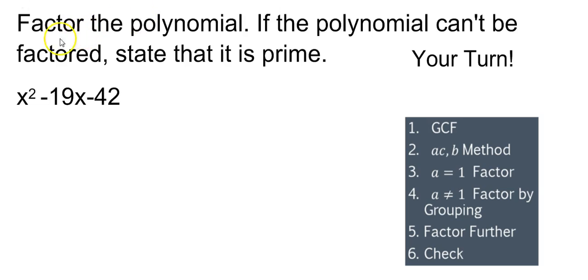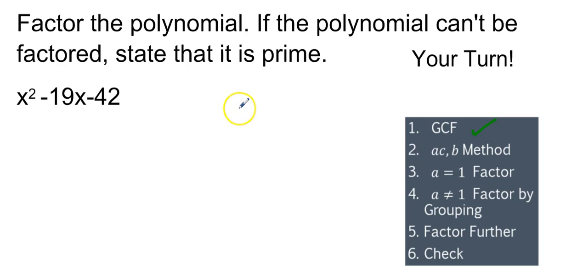Okay, the directions say factor the polynomial. If the polynomial cannot be factored, state that it is prime. I wrote our directions over here in case you forgot to copy them down. First step, GCF. Do I have a greatest common factor between all of them? If I look at the first term and the last term, there is nothing in common. This one is x squared, my coefficient 1, and that's negative 42. So GCF, nope. I'm going to put a little check mark. Next it says to use the ACB method.